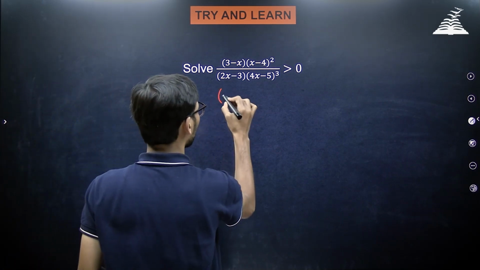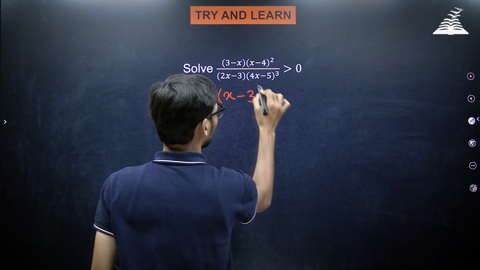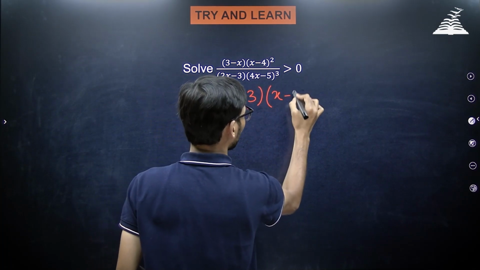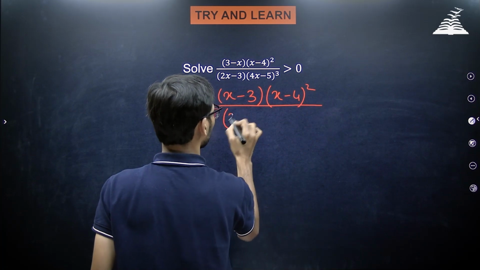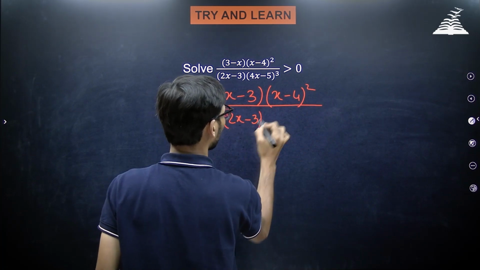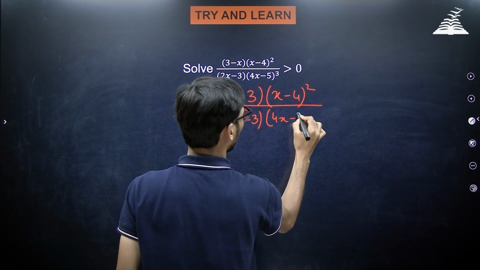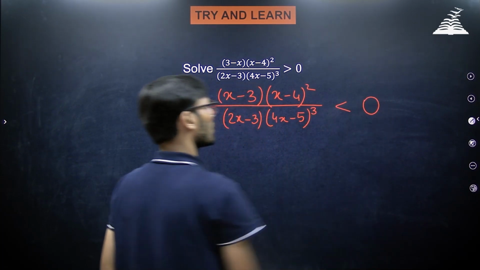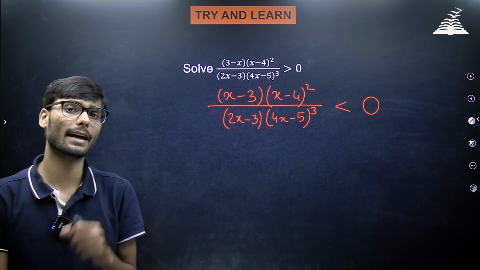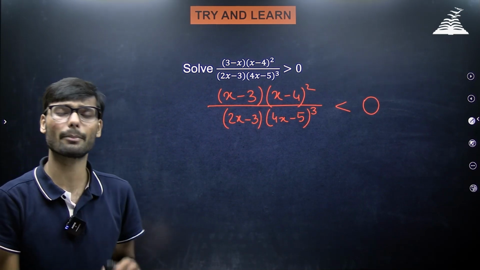So this becomes x minus 3. The second one remains the same, x minus 4 whole square, and the denominator also remains the same, which is 2x minus 3 into 4x minus 5 whole cube. But the sign of the inequality is going to change because we are multiplying by a negative number, by minus 1.